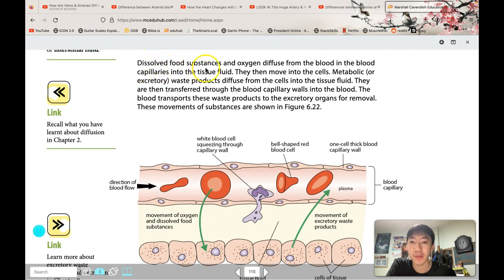Dissolved food substances and oxygen diffuse from the blood in the blood capillaries into the tissue fluid. They then move into the cell. Metabolic or excretory waste products diffuse from the cell into the tissue fluid. They are then transferred through the blood capillary walls into the blood. The blood transports these waste products to the excretory organs for removal. This movement of substances is shown in the figure.